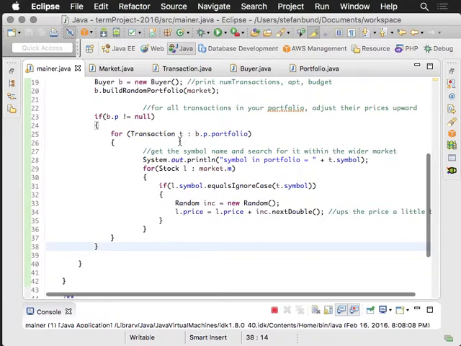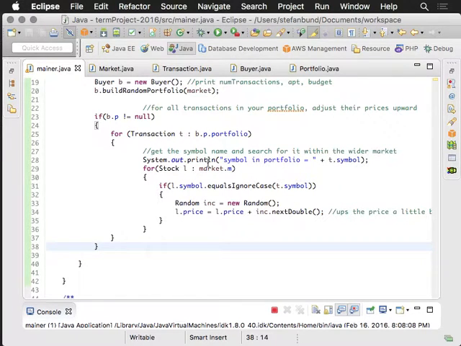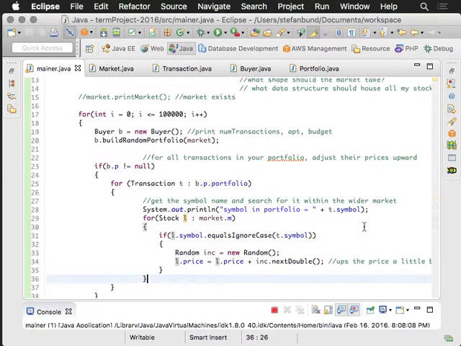We say, well, look, get inside of that portfolio and grab the symbol of that transaction. Then I want you to search the market for that stock, and when the symbol in the portfolio equals the symbol in the market, go ahead and generate a new random number and then increase the price of that stock in the market. Does that make sense? I don't mean to put you on the spot, but isn't that the rule that you and I were talking about? It's translated back into code. That's what we're looking at.